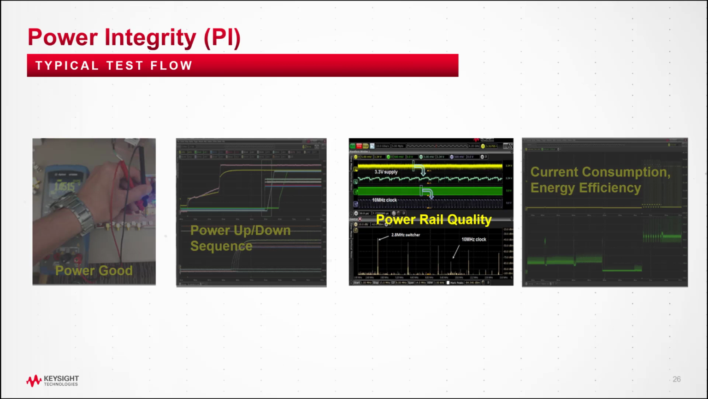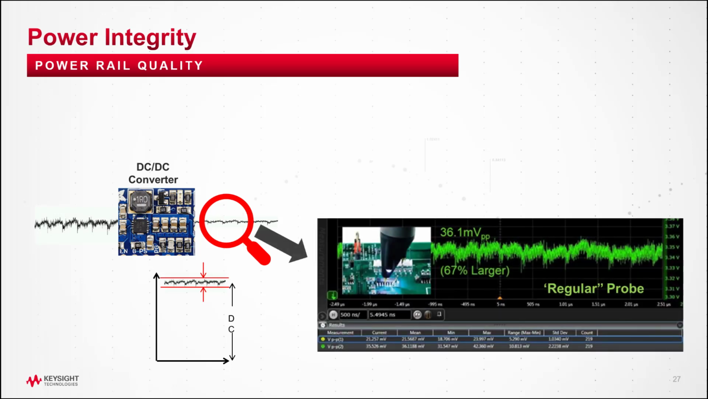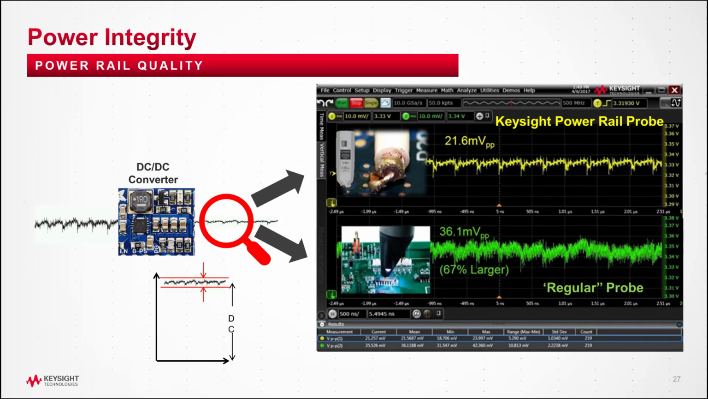So once we've got the sequencing underway, now it's time to go look at power rail quality. So we've got our converters, right? And we're going to go scrutinize that rail. And we're going to look at that rail and we want to make sure that that rail stays within tolerance under all operating conditions. The temptation is going to be to go grab a regular probe and probe that rail. The probably better idea would be to go grab an application-specific probe like a Keysight power rail probe. Doing something like that, we're going to be much better served.